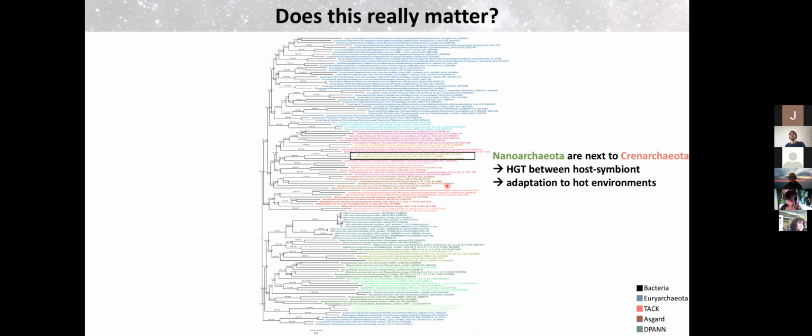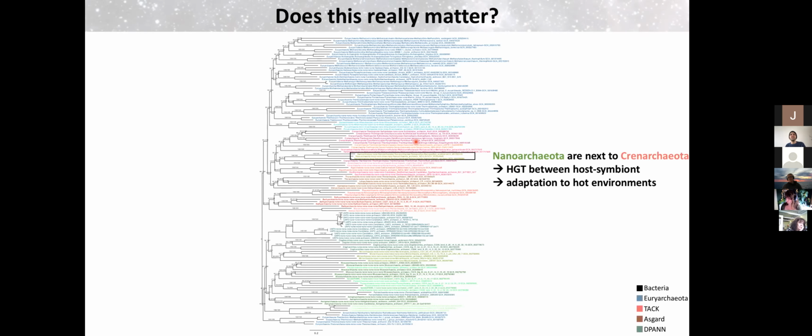But what we see here is actually a signal that likely can be explained by two reasons. For once, Undinarchaeota and Crenarchaeota are adapted to high temperatures, which also is reflected in protein evolution. Second, we know that host and symbionts can interchange genes. So very likely this effect is due to these two factors and has nothing to do with its real placement in the tree of life.